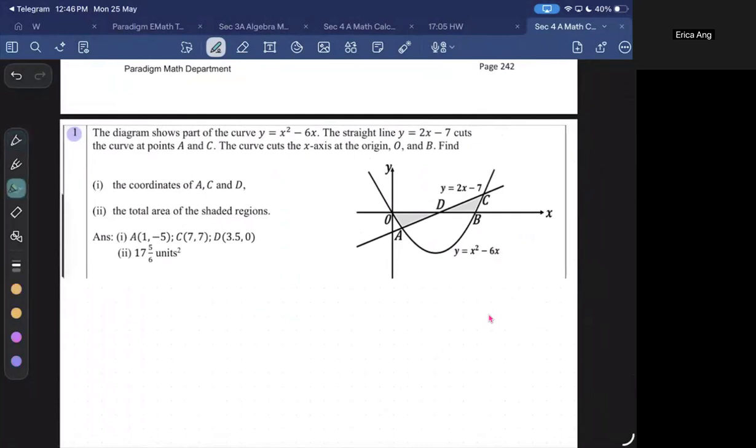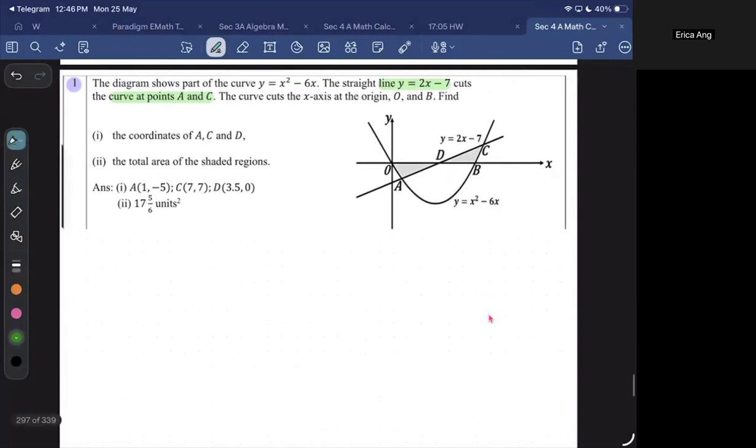So this one here, we have a curve as well as a straight line. We know that this line cuts the curve at these 2 points. So this is my simultaneous equation. I'm going to start with these things in green first, because they want us to find the coordinates. So I'm going to equate the curve and the line. The curve is this one.